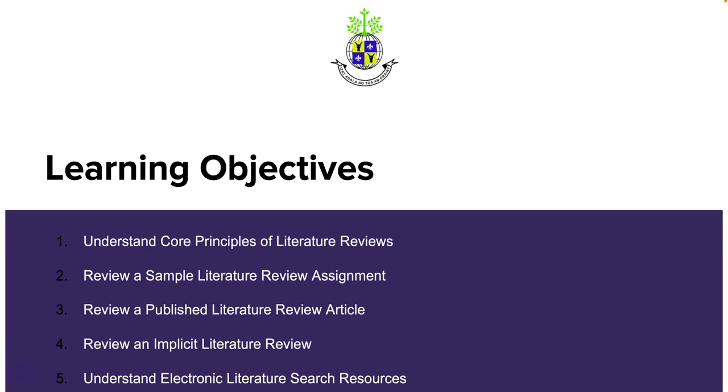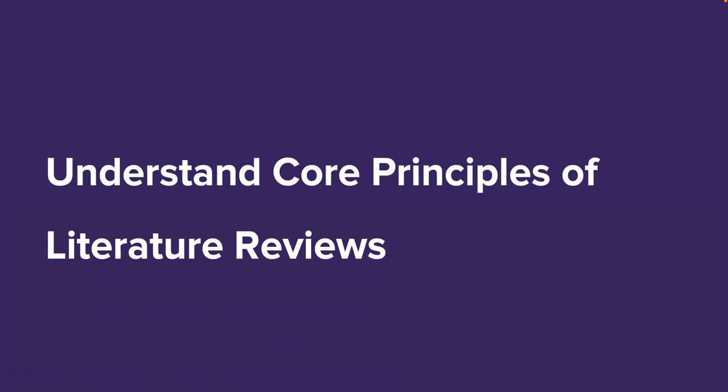Then we'll look at what we call an implicit literature review, where the literature is being reviewed, but it's not necessarily in a section that's called a literature review, but it has the same function. And we're going to finish with a discussion exploring electronic literature searches, with the goal of developing an understanding of the resources that you might be using to assist yourself in the process of finding information for your lit review. So let's dive in and look at some of the core principles of literature reviews.